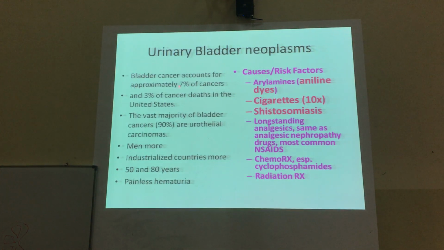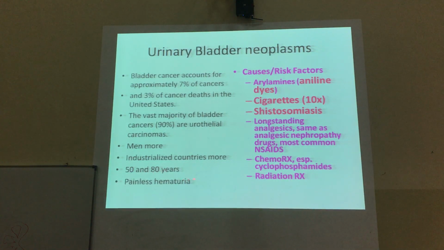Bladder cancers account for approximately 7% of the cancers of the body, and 3% of cancer deaths in the United States are caused by bladder tumors. The vast majority of bladder cancers are urothelial carcinomas, also called transitional cell carcinomas. Men are involved more, and they believe industrialized countries have more exposure to these chemicals, because men use cigarettes more and are exposed in industries to allylamines, so they are at more risk of developing these bladder cancers.